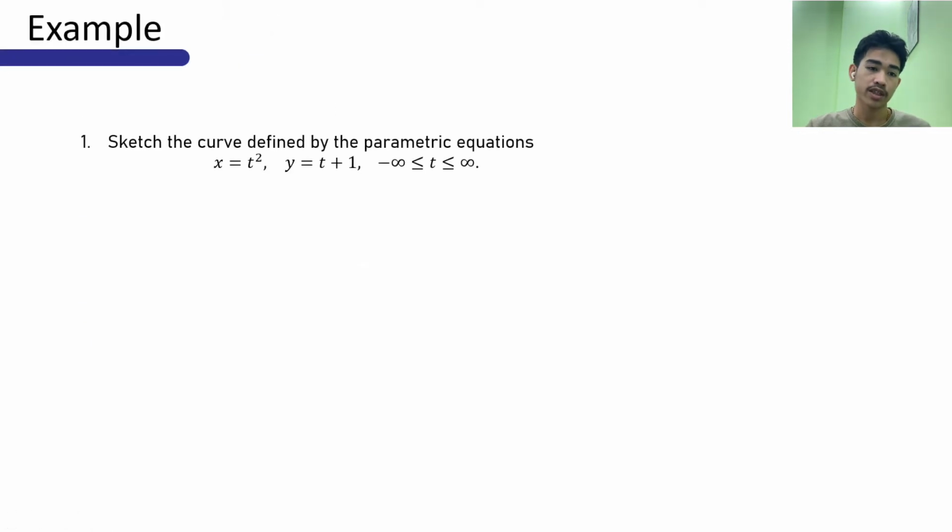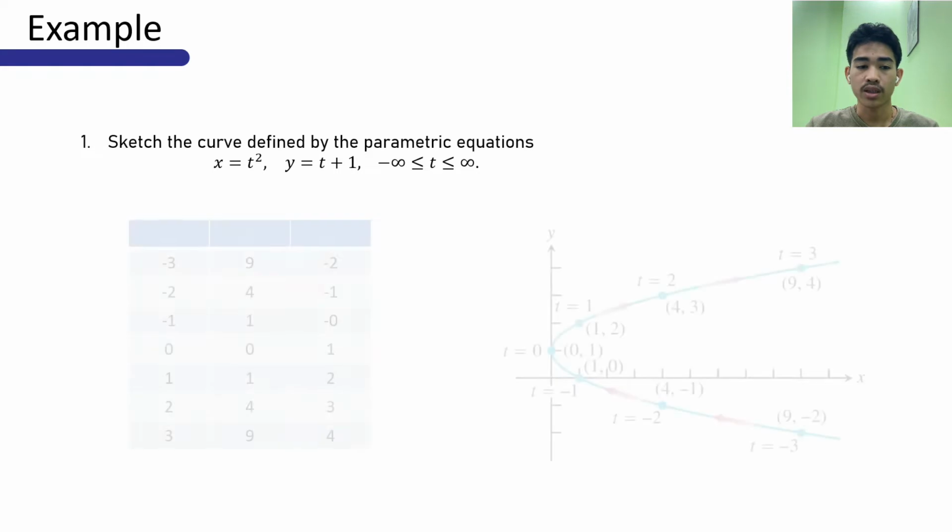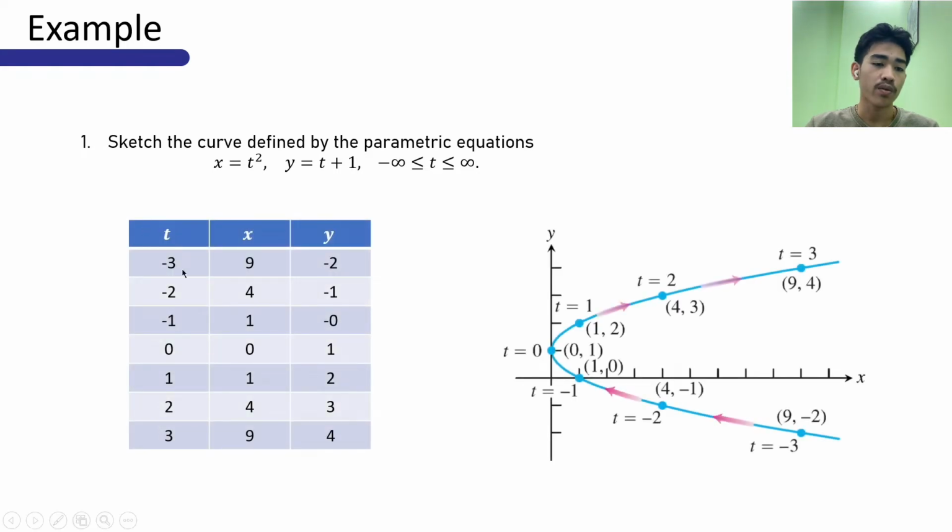Now let's look at the first example. Here they want to sketch the curve defined by the parametric equations x equals t squared and y equals t plus 1. The interval of t is minus infinity to infinity. The first thing we can do is plug in values for t. If we plug in minus 3, x will be 9 and y equals minus 2. Plugging in minus 2, x will be 4 and y is minus 1, and so on. If we plot all of these points, what we get is a parabola.